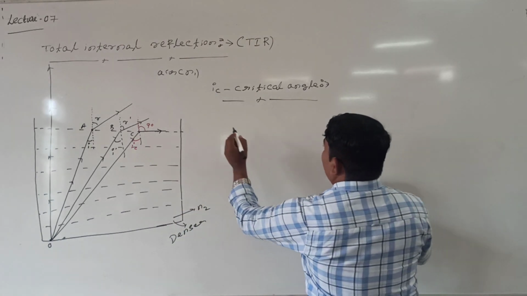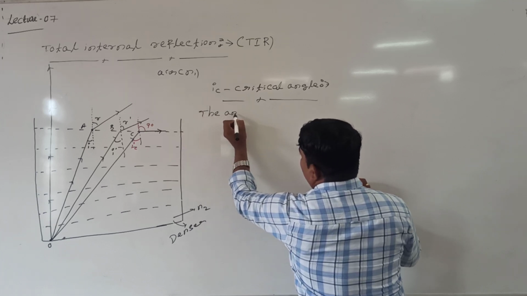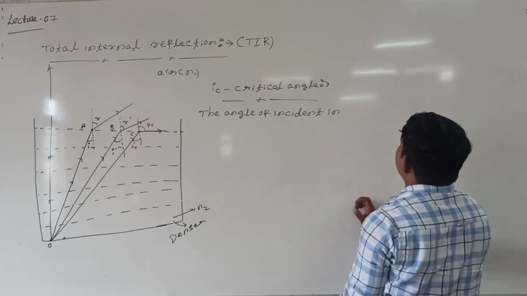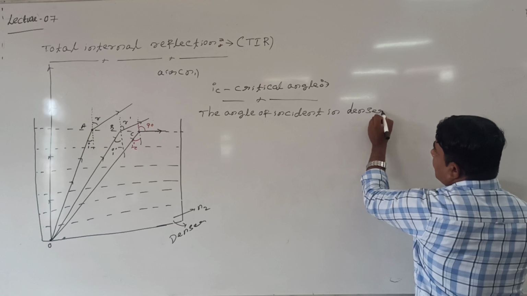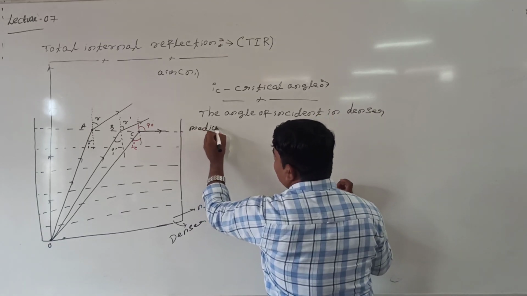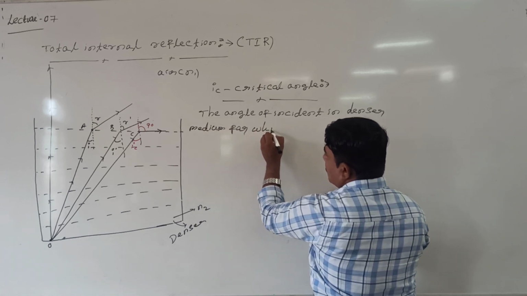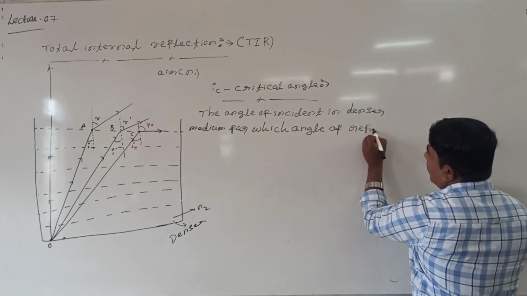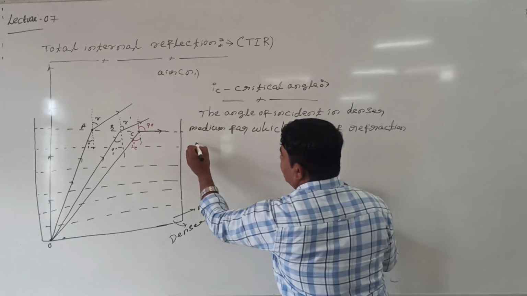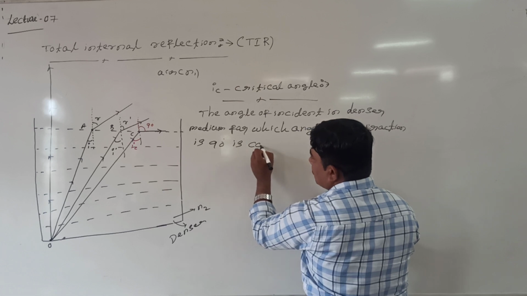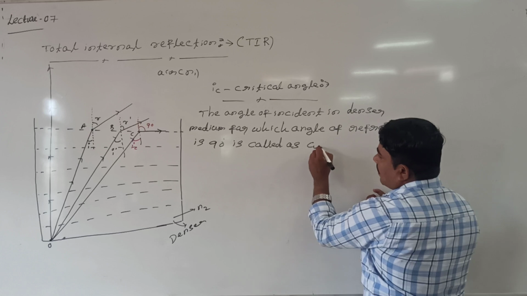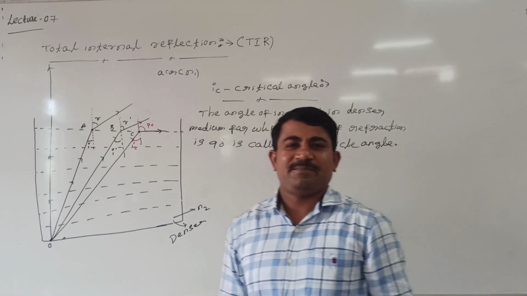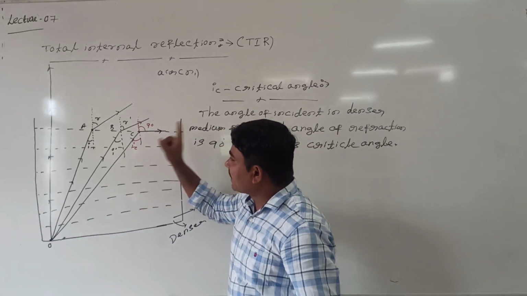Look at me. How to define? The angle of incident in the denser medium for which the angle of refraction is 90 degrees is called as critical angle. Right thing? Then, if the angle of incident is greater than critical angle, what happens?